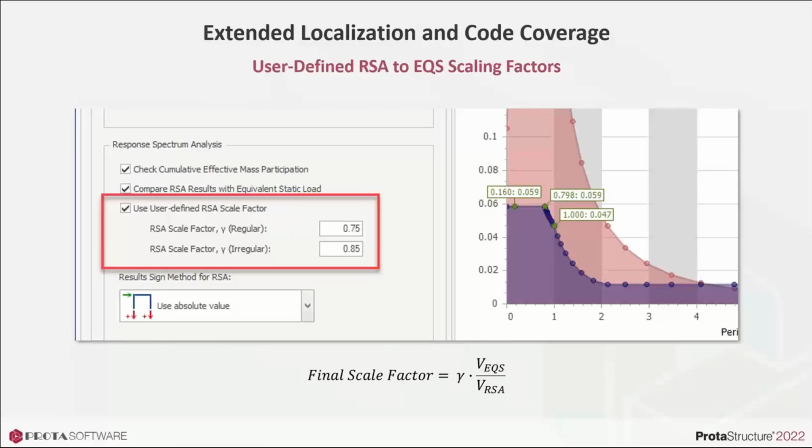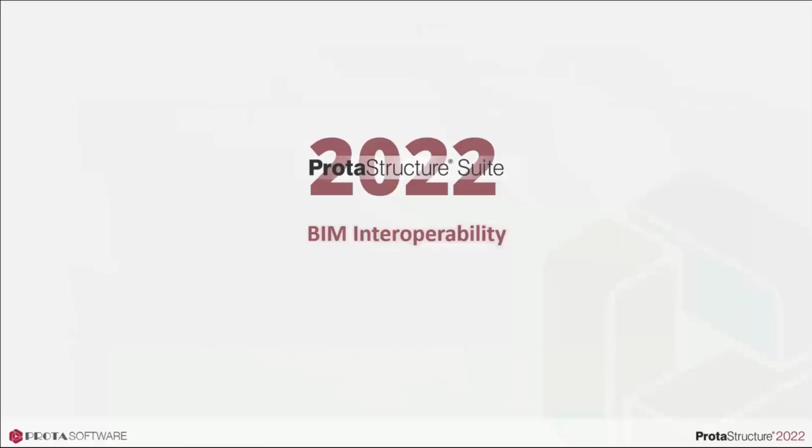So now these RSA scale factors are user editable in ProtaStructure. So you can override the code-based values by using the options in the seismic parameter window. So that means, again, you can adapt to the regional implementations of seismic codes very easily.